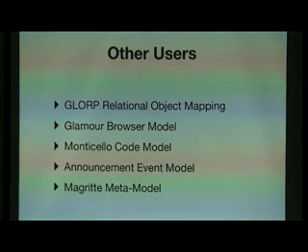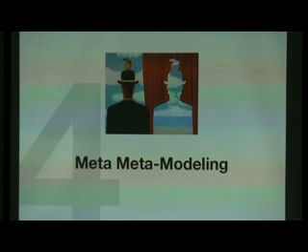Alright, so there are of course other frameworks that use meta models. For example, there is Glorp. I'm sure most of you know that. There is Glamour, the framework to script and build browsers. It also has a meta model that is very different to the one of OmniBrowser. The multi-channel code model is kind of a meta model, like the Smalltalk meta model, but for versioning code. Announcements can also be seen as a kind of meta model, or of course the Magritte meta model. And that's what we will dive into next, because that takes the meta modeling one step further. Any questions so far?